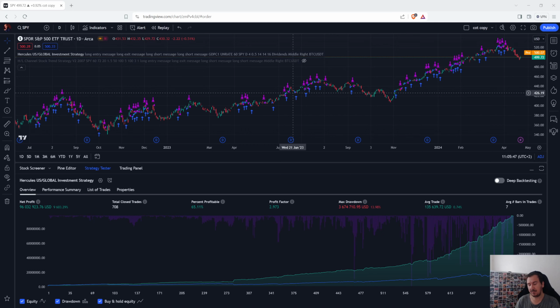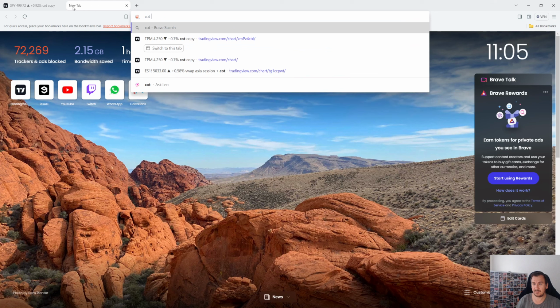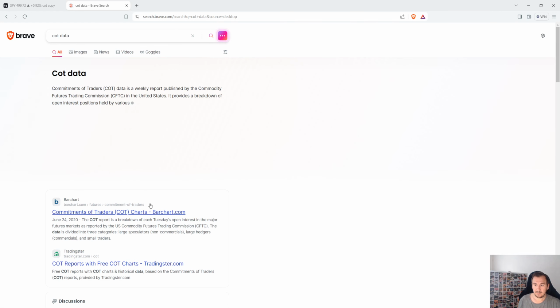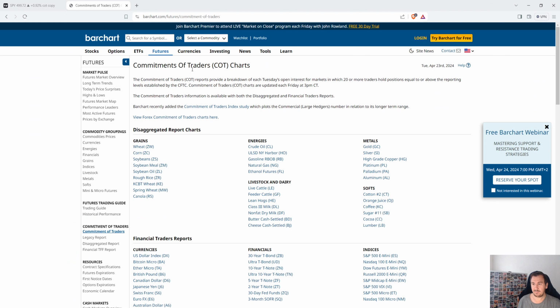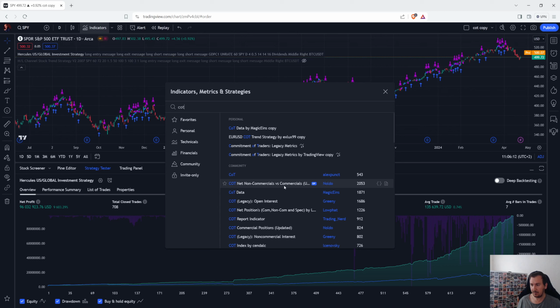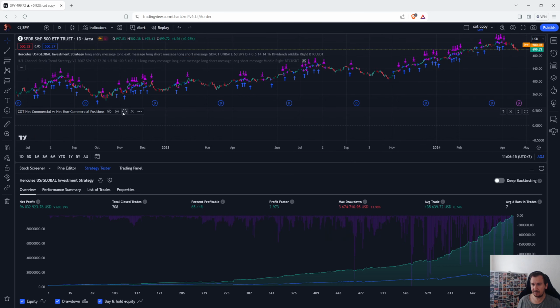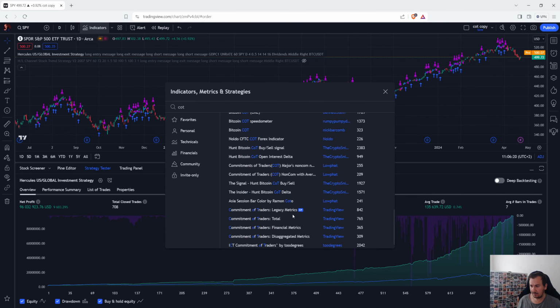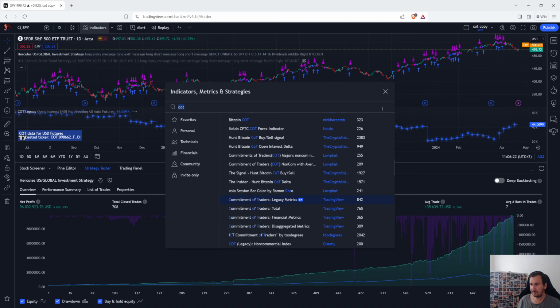Initially, the strategy is made with the idea of COT data, for those of you who don't know, COT trading data. The COT data is the Commitment of Traders data, a report which comes out each Tuesday. If I go into the indicators and write COT, for example, we have this one from TradingView itself, and another one, the legacy metrics.